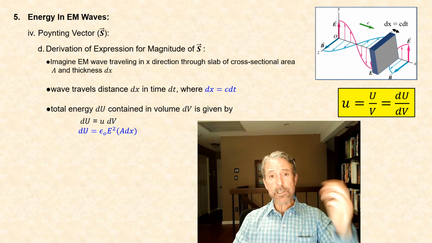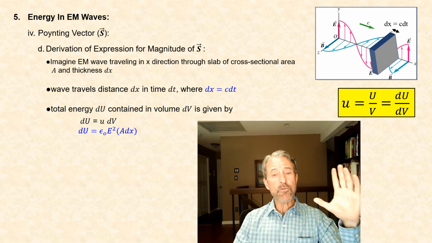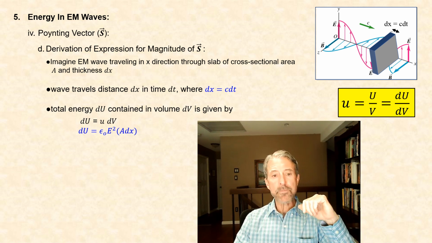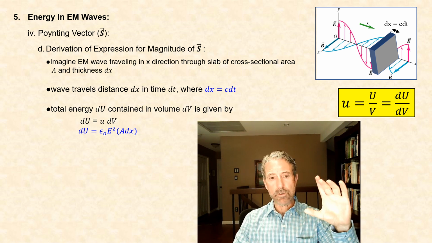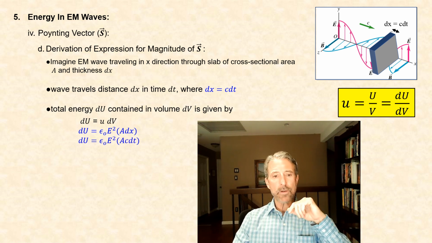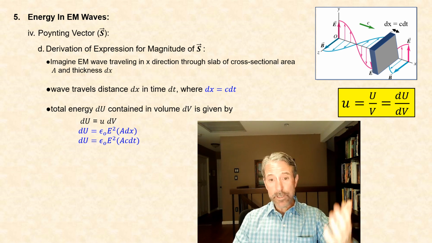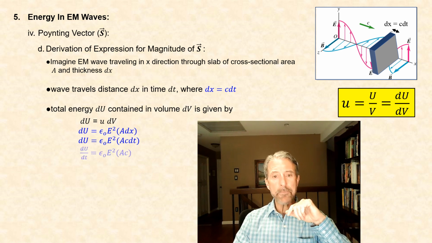Now, using the expression for energy density, the total energy density contained in both fields from the previous slide, it goes like epsilon naught E squared, expressed in terms of the electric field. dV, the infinitesimal volume of the slab, is just given by the cross-sectional area A times the infinitesimal thickness dx. Substituting for dx using simple kinematics, dx is equal to c dt. We make that substitution.